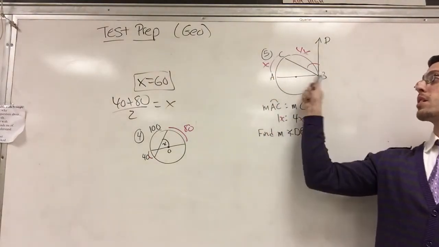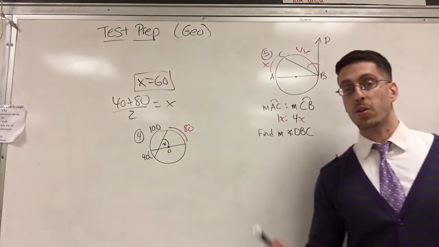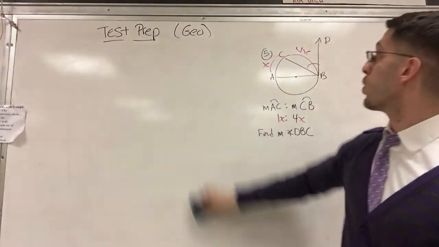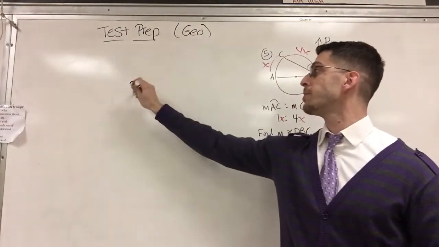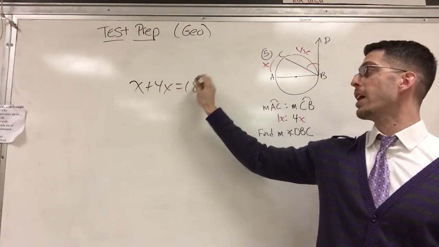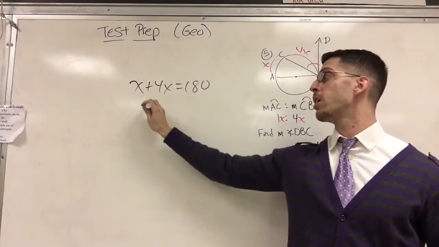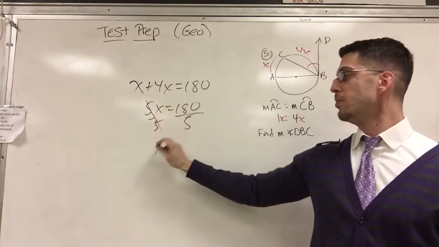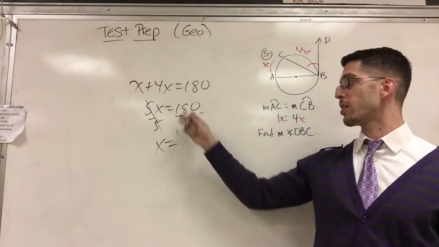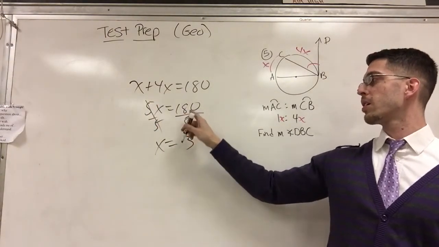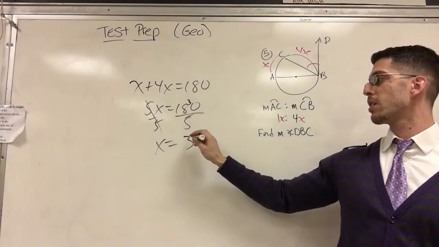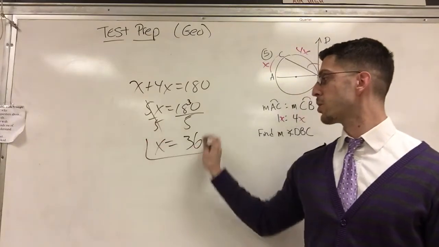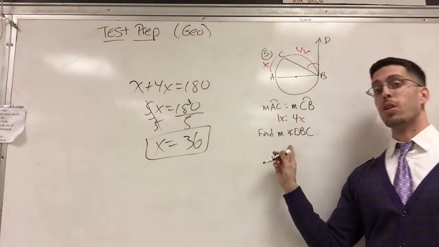So what do you know? This plus this is what? A semicircle, half a circle. So I know that x plus 4x equals, it's got to be natural for you to know that's 180 by now. 5x equals 180, divide by 5, and x equals, I don't know, whatever that is. 3, that's 30, so that's 36. Check my math, 36. X equals 36. Nobody cares about x, they want angle DBC.